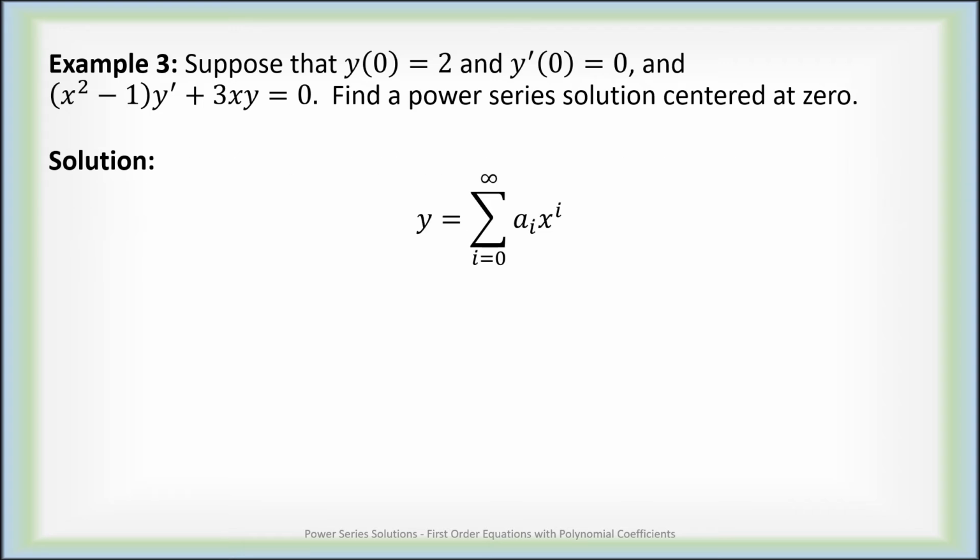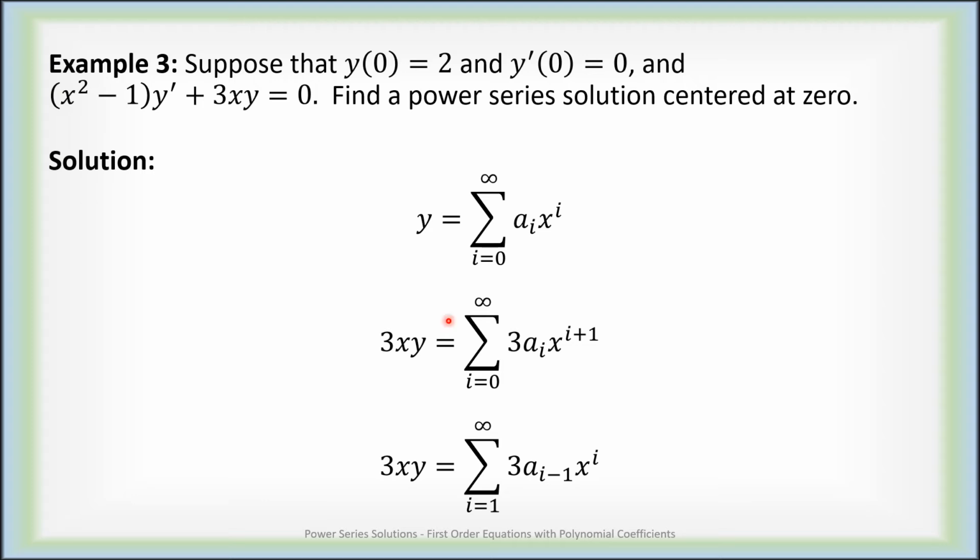Having assumed that y is just the sum of a_i x^i, we start computing various terms that will go into our differential equation. For example, we need 3xy. So if I take this power series and multiply everything by 3x, we get a 3, but we also increase our power of x by 1.